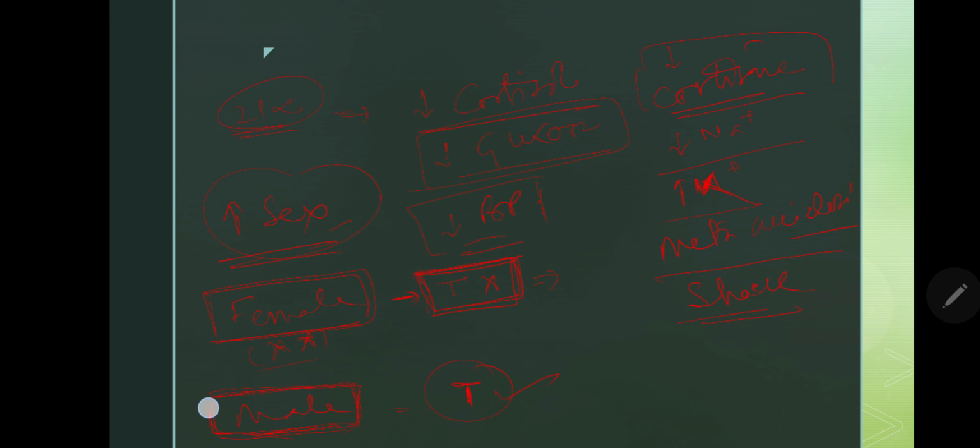But in males, the androgen hormone is much higher, that means the testosterone hormone is increased, so the child is genotypically male and phenotypically also male, but there is a chance of precocious puberty. So in case of male, the child presents with precocious puberty and the female presents with female pseudohermaphroditism. That means the female is genetically female, but phenotypically looks like a male child.